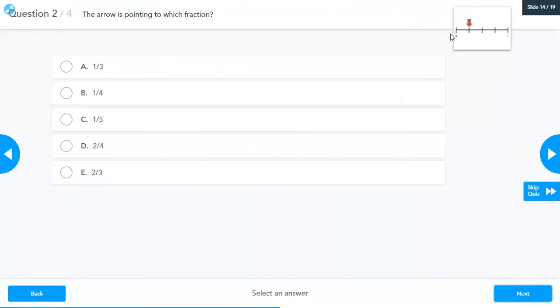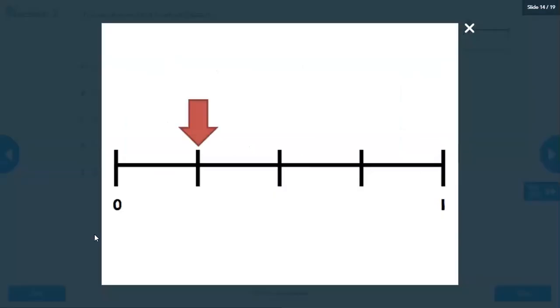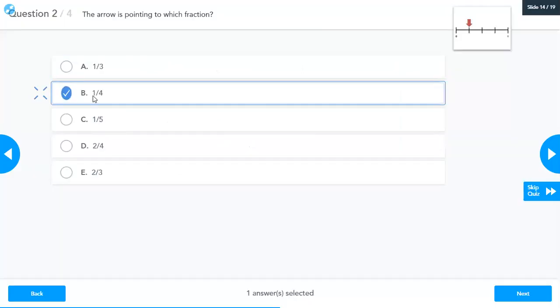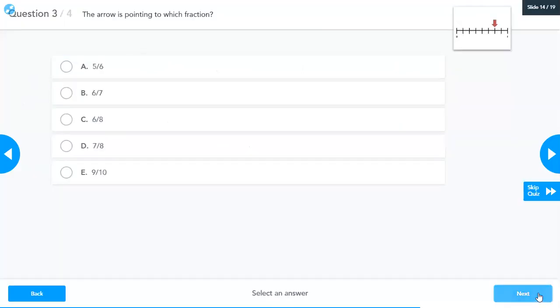The arrow is pointing to which fraction? So again, let's click that. We're going to count the total number. Count with me. 1, 2, 3, 4. So I'm dealing with fourths, and how many sections over? 1. Stop. There's the arrow. So I'm working with 1/4. I'm going to come find that. Choice B. Select it. Next.